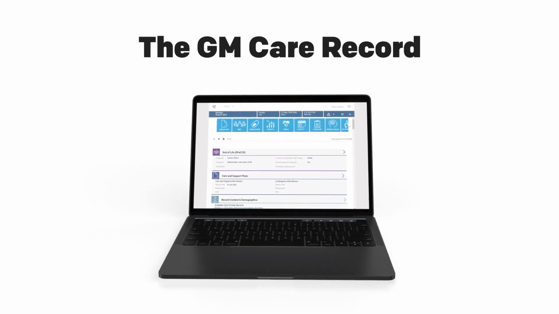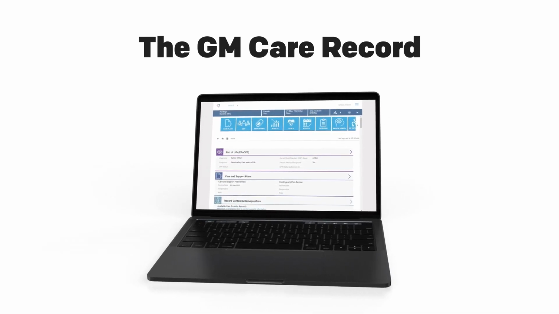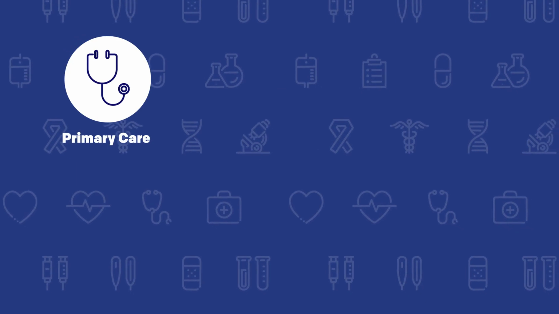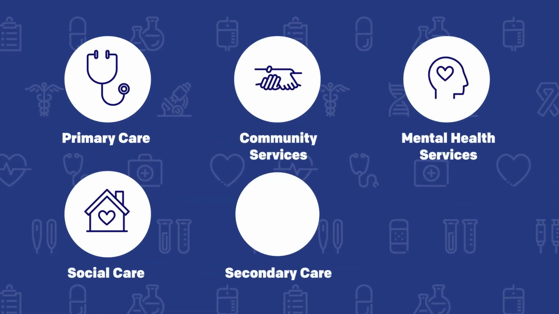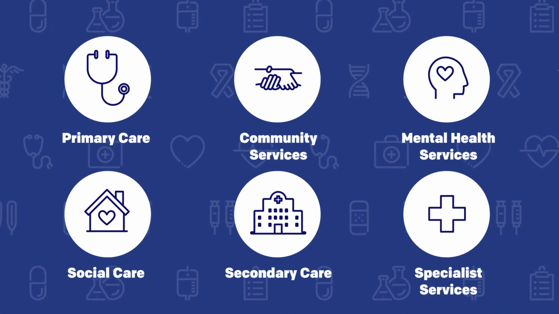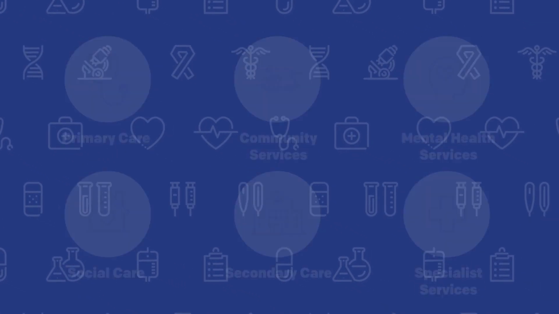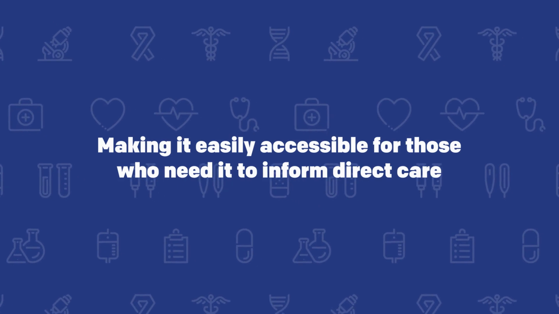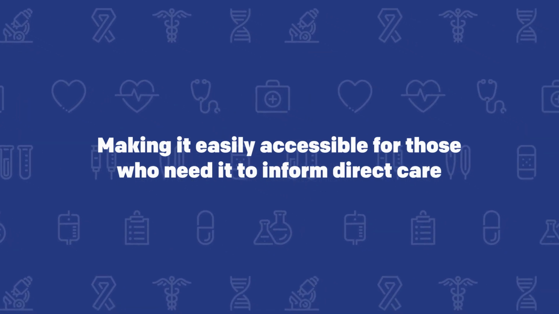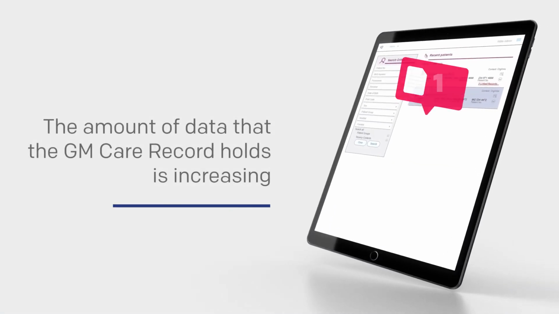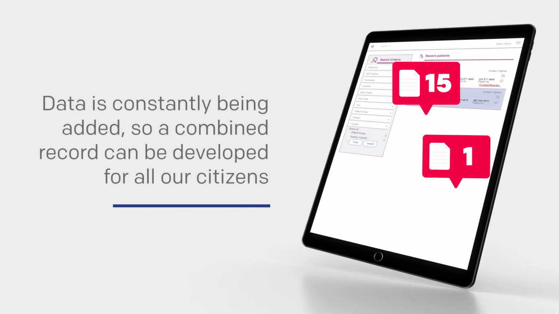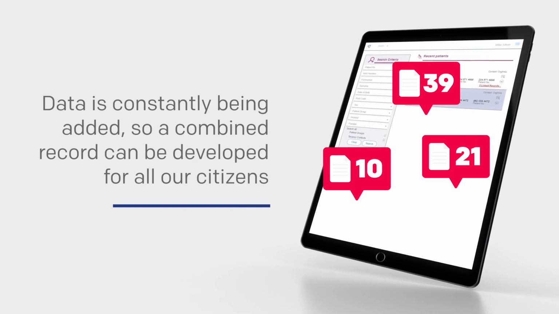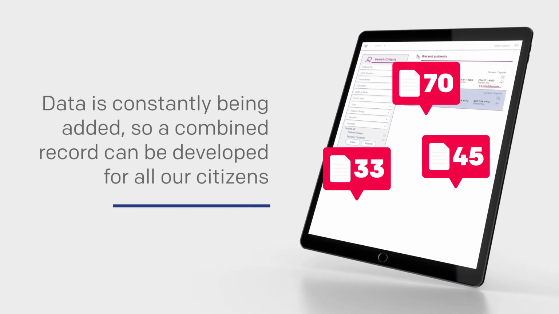The GM Care Record pulls vital patient data from several areas, including primary care, community services, mental health services, social care, secondary care and the specialist services, and collates it into one place, making it easily accessible for those who need it to inform direct care. The amount of data that the GM Care Record holds is increasing. Data is constantly being added, so a combined record can be developed for all our citizens.